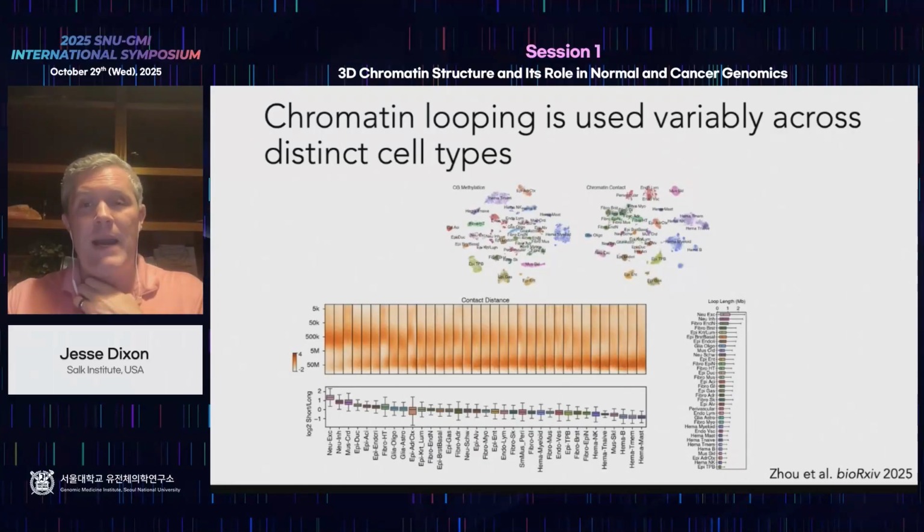And we do think that there are some patterns here. So, neurons seem to have much more of these domain-rich organizations, whereas a lot of hematopoietic lineages seem to have much more of these compartment-rich type organizations.